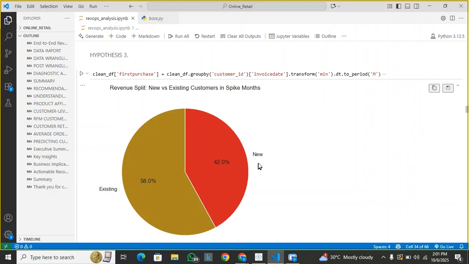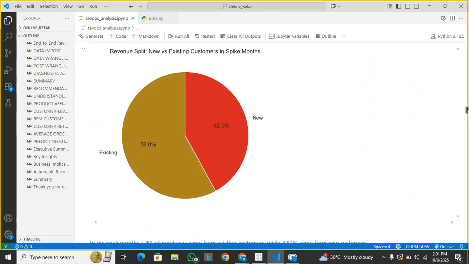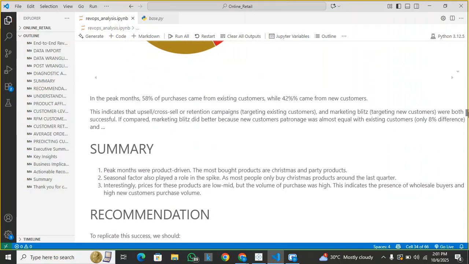So this means a very, very successful marketing blitz happened. In the peak month, 58% of purchases came from existing customers, while 42% came from new customers. So the summary for this is the peak months were product driven. The most bought products are Christmas and party products.